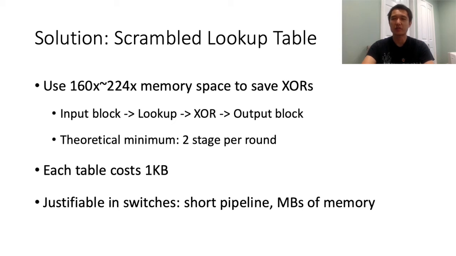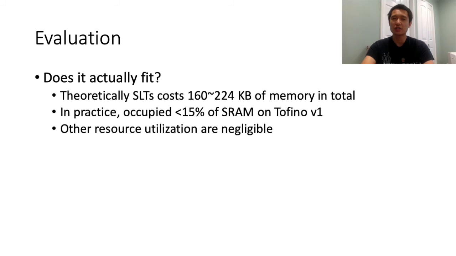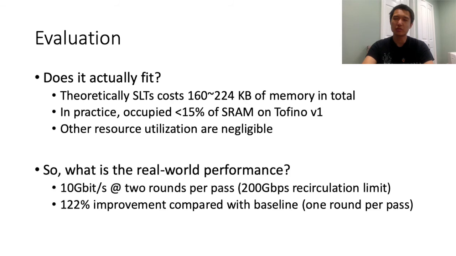So now let me present some evaluation. First question: does this algorithm actually fit in the switch? Theoretically, every Scrambled Lookup table costs 160 to 224 kilobytes of memory in total. However, in practice, we can't really allocate very small tables. We have some overhead, so I blend different tables together so we share the overhead. In practice, we occupy less than 15% of SRAM on the Tofino V1 switch. Other resources are negligible.